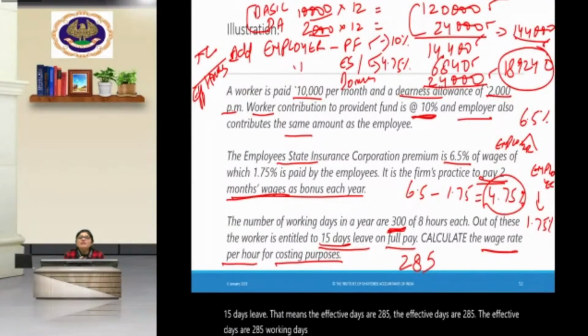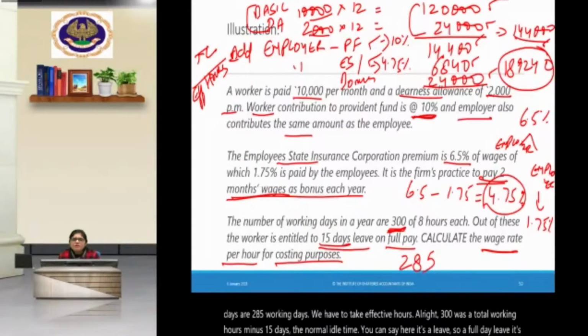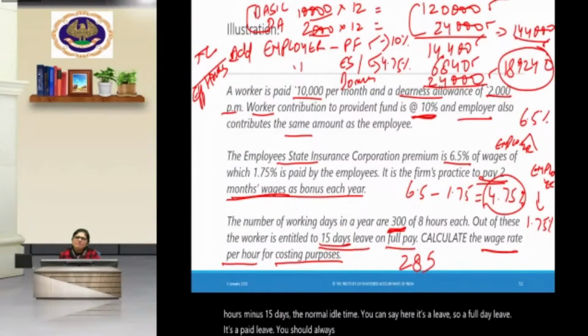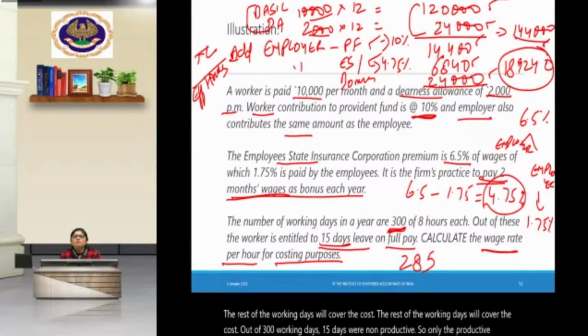We have to take effective hours. 300 were the total working days minus 15 days, the normal idle time, you can say. Here it's a leave, a full day leave, a paid leave. You should always deduct whatever the paid leave is, and the rest of the working days will cover the cost. Out of 300 working days, 15 days were non-productive. So only the productive working hours where the workers actually come will cover the total cost.